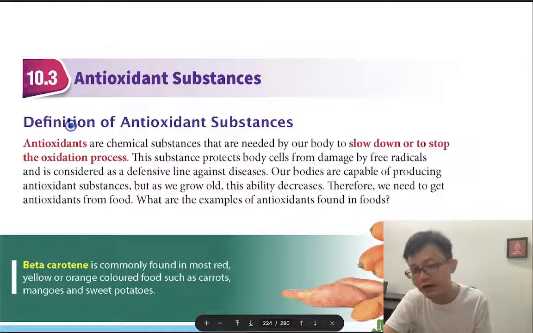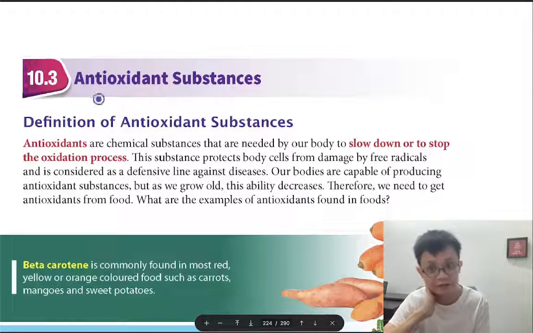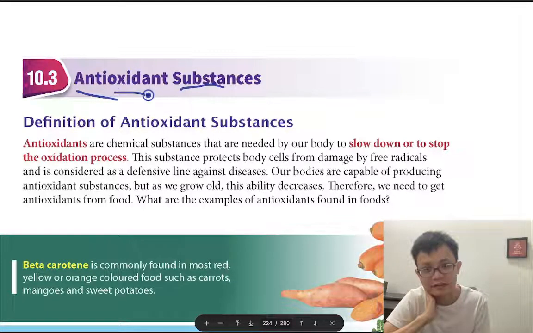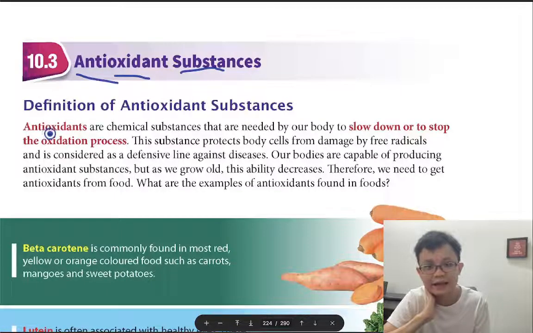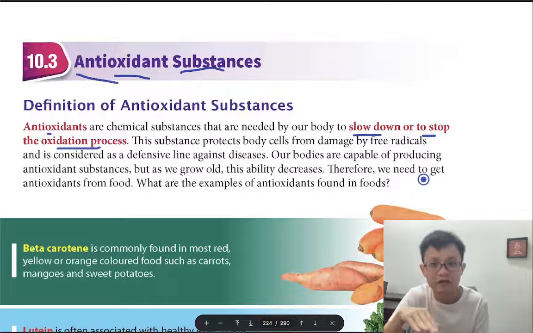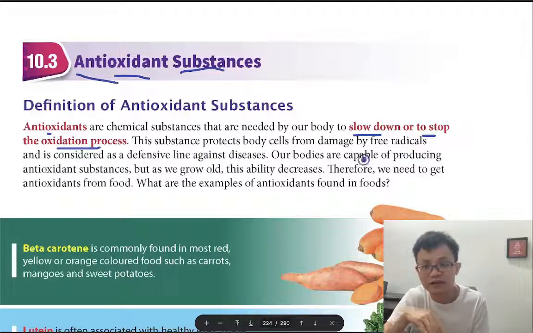Antioxidant substance. So how to remain beautiful? You need to take a lot of antioxidant substances, substances that can slow down or stop oxidation. You don't want so much oxidation. So it slows down the oxidation and protects the body from free radicals. Our body is capable of producing antioxidant substances, but as we grow old, the ability decreases. Therefore, we need to get antioxidant food.